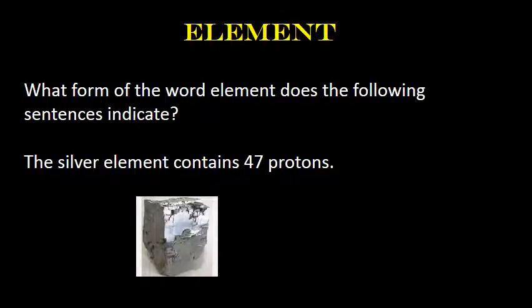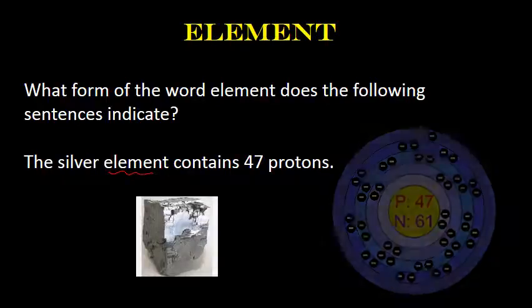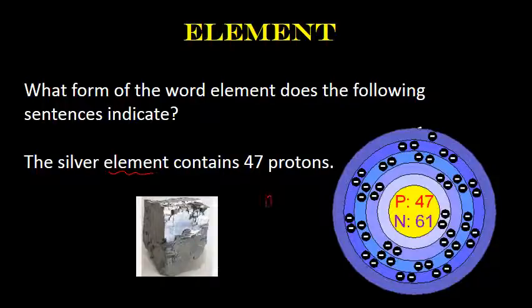The silver element contains 47 protons. So by the word element here, do I mean one atom, a whole big bunch of atoms, or the generic form of the word element? Well, in this particular case, I'm talking about one atom. The properties of one atom in particular. Okay, that one's done. One atom.